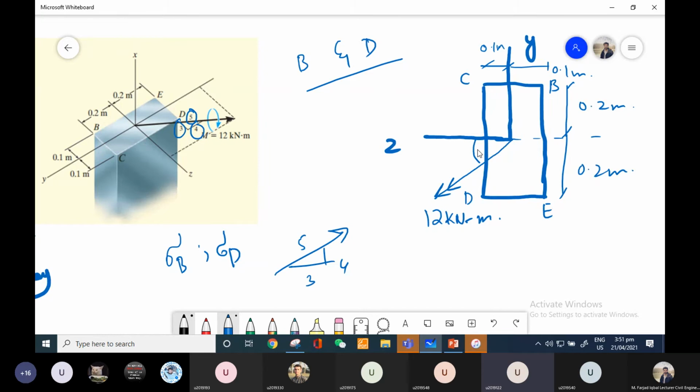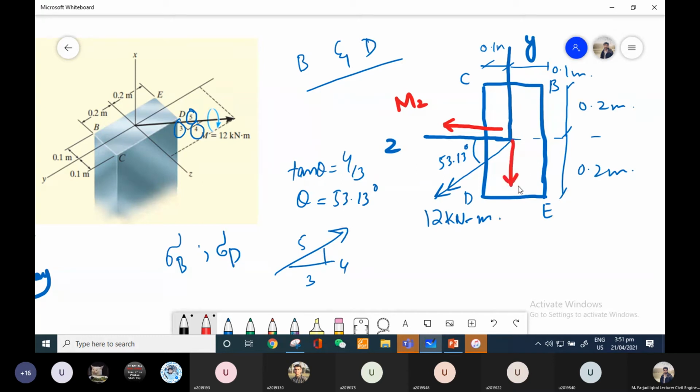Sir, 53.13 degrees. Yes, that will obviously be tan theta equals 4 by 3 and theta will be 53.13 degrees. So I know that the angle is 53. And now what will be Mz, or the horizontal component of this moment? It will be in this direction, and I can call this Mz, and My will be in the downward direction, and I can show it over here. So what will be Mz?